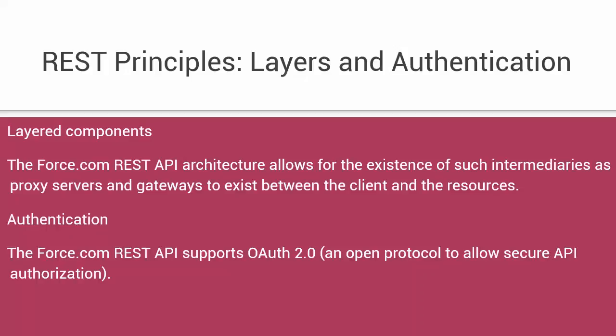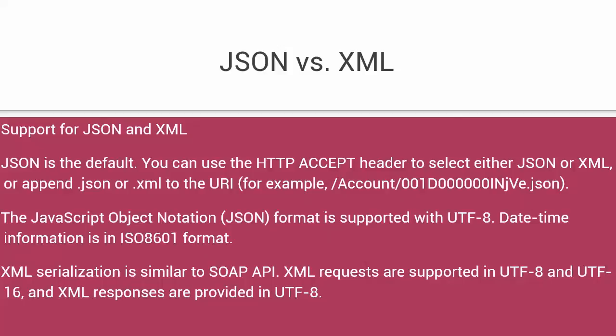And also, the Force.com REST API supports OAuth 2.0, an open protocol to allow secure API authorization. JSON versus XML. Support for JSON and XML. JSON is the default option. You can use the HTTP Accept header to select either JSON or XML, or you can append .json or .xml to the URI, for example, /account/the_id.json.